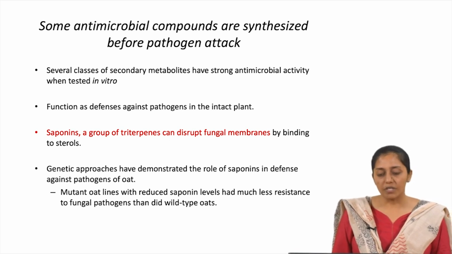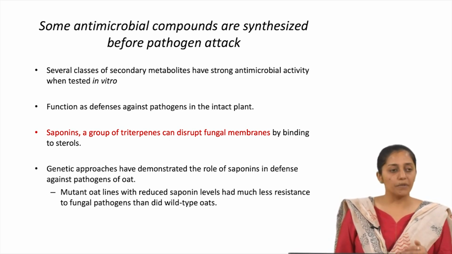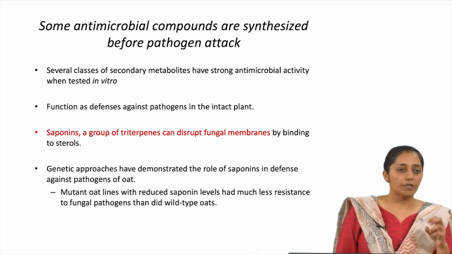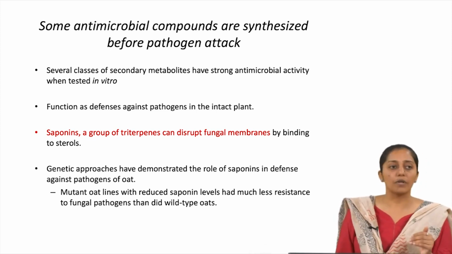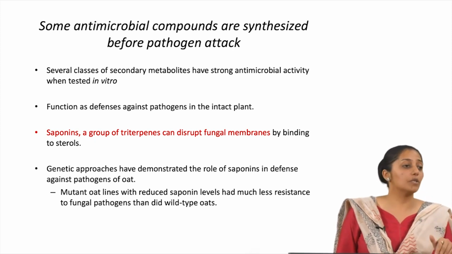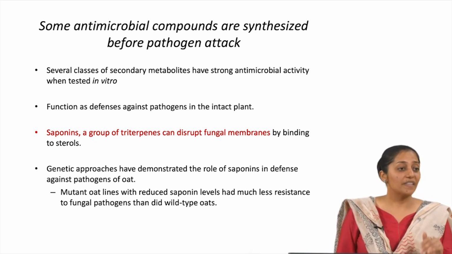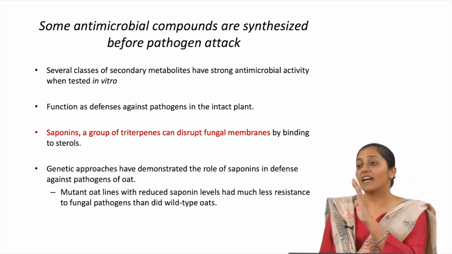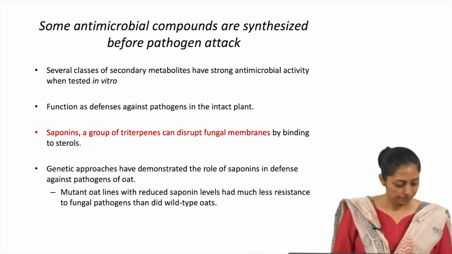Now, genetic approaches have demonstrated this, for example, here in oat cell lines which were mutated to reduce the production of saponins. It was found that they became more susceptible to fungal attack than the lines which had a higher amount of saponins.